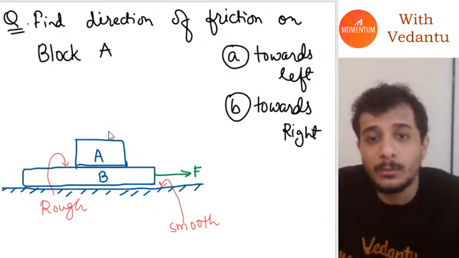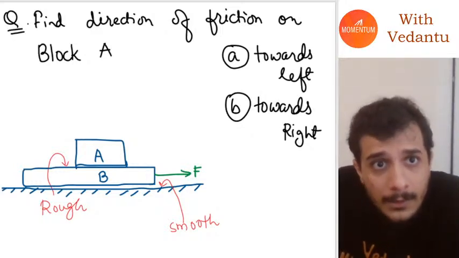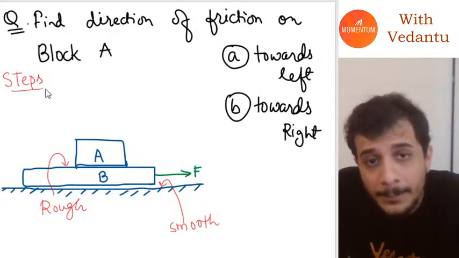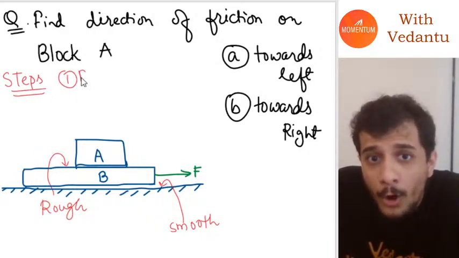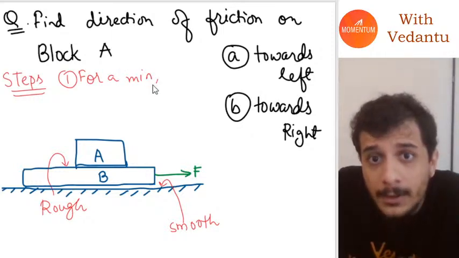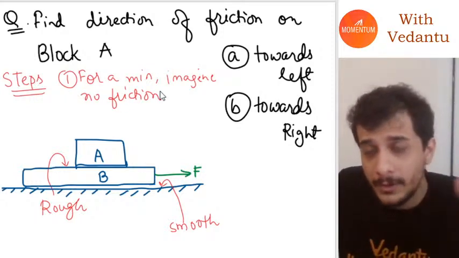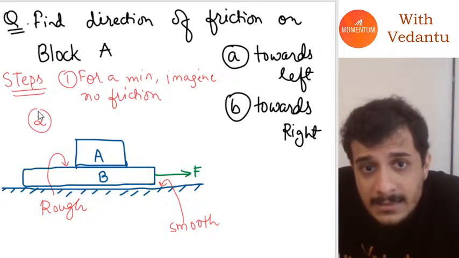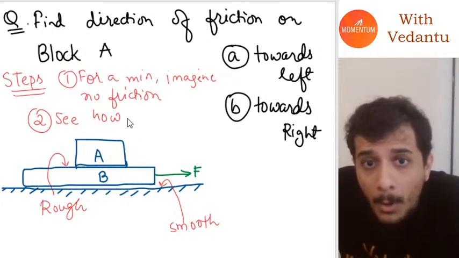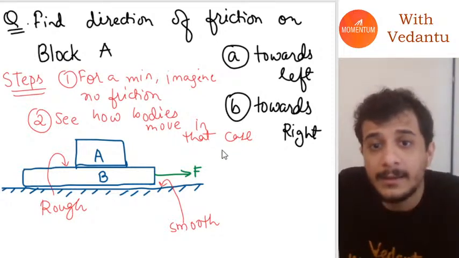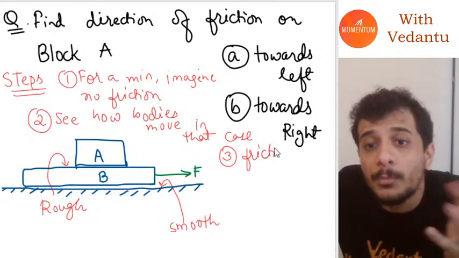Okay. Why am I saying this? Whenever you have to calculate direction of friction, you have to follow these two steps. Step number one: for a minute, imagine there was no friction. And secondly, see how bodies move in that case, and friction will oppose that movement.